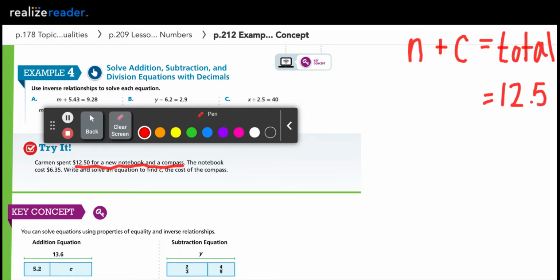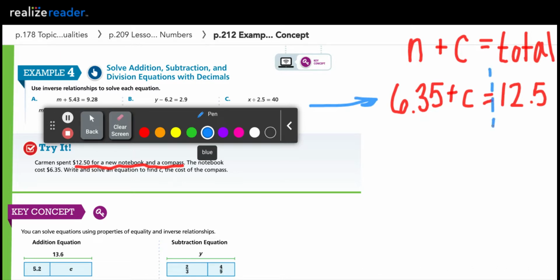The notebook cost $6.35. Well, that's our N, the notebook. $6.35 plus C. That's what we're finding out, the cost of the compass. Write and solve an equation to find C, the cost of the compass. Well, look, we already did one step of it. We wrote our equation. So now let's solve it. Draw a dotted line down the middle. Circle C. Our goal is to get C alone.